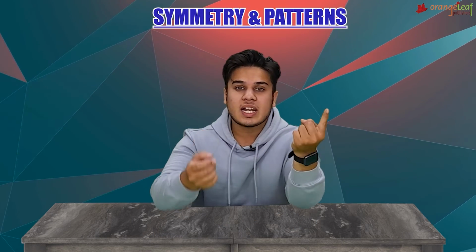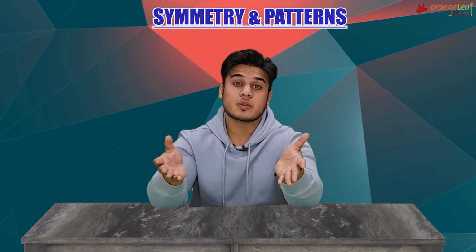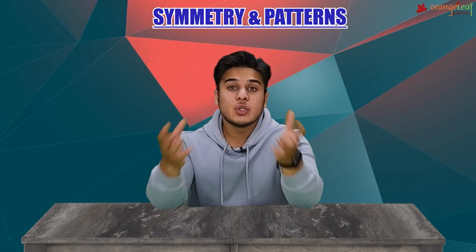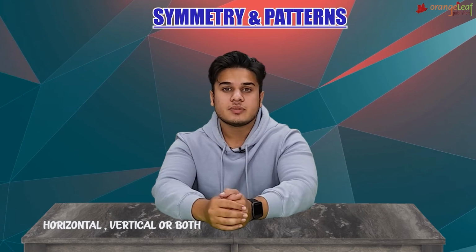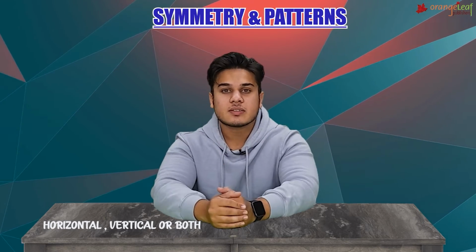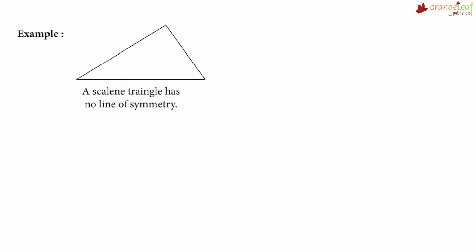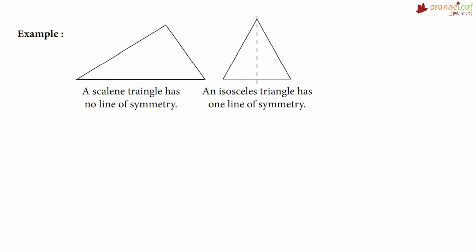Some shapes have one line of symmetry, some have two or three, and some have even more. There are shapes that have no line of symmetry as well. Note, the line of symmetry can be vertical, horizontal, or both. Have a look at these figures. This is a scalene triangle. It has no line of symmetry because all its sides have different sizes. Here is an isosceles triangle, a triangle with two equal sides. Hence, it has one line of symmetry.